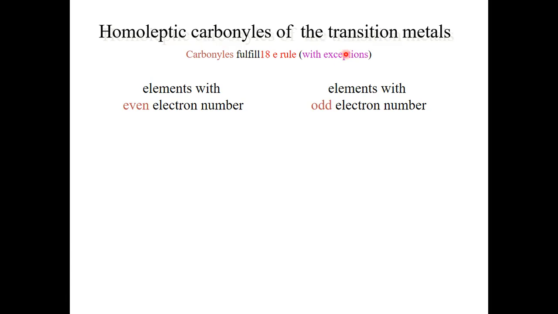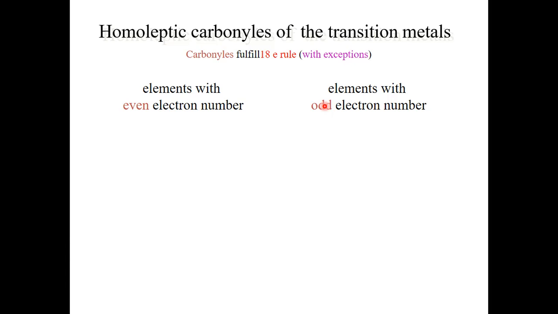So generally, we need to distinguish between carbonyls with elements, meaning metals, that have an even electron number and those having an odd electron number. So why is that? Because in the most simple carbonyls, we consider the carbonyl as a 2-electron donor. So the carbonyl will make a simple metal carbon bond between the carbon atom and the metal, whereby the carbonyl binds end on to the metal.